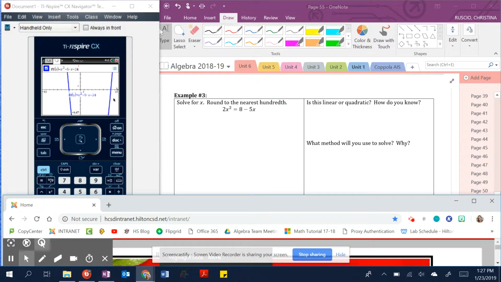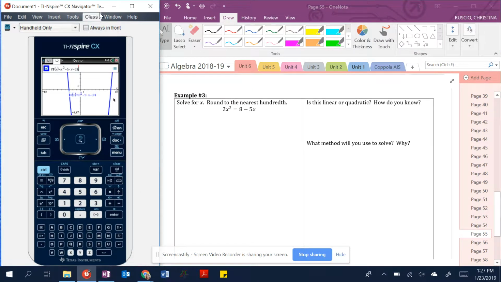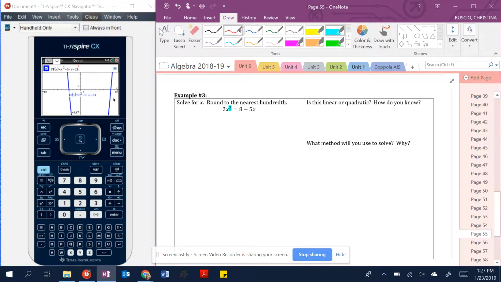Here we are with example number 3. So solve for x, round to the nearest hundredth. Is this linear or quadratic? You guys know what this is. Yes, it's quadratic. How do we know? Because of the x squared. So what method are you going to use to solve and why?